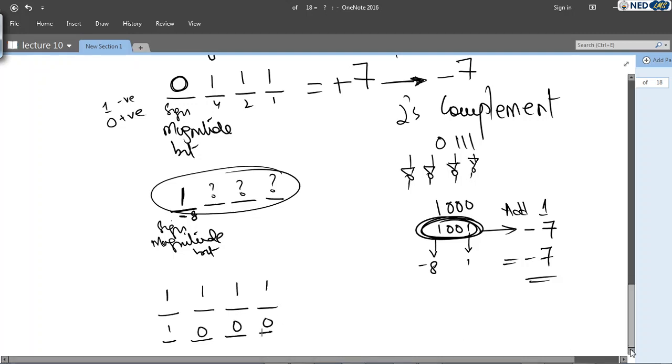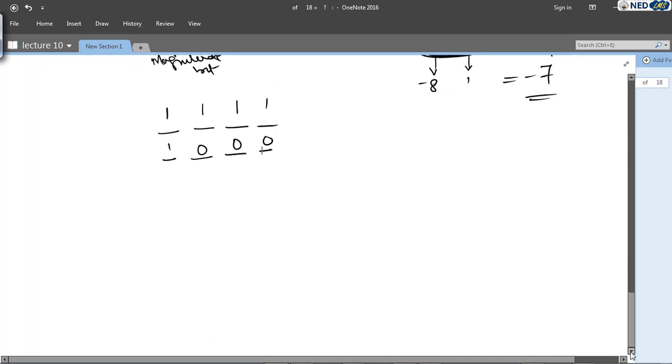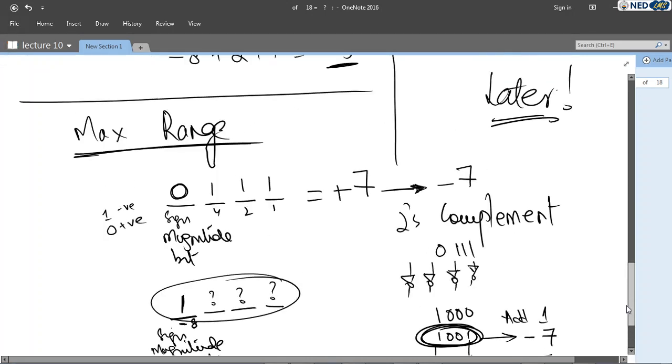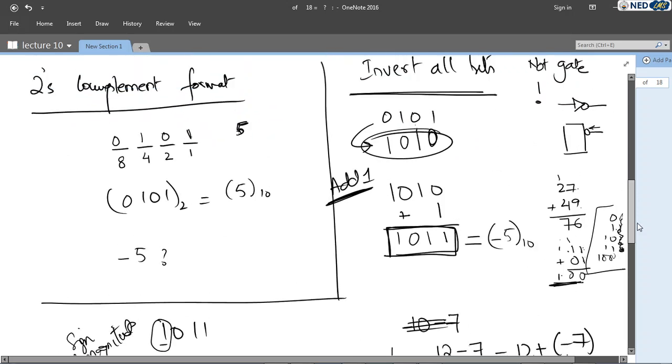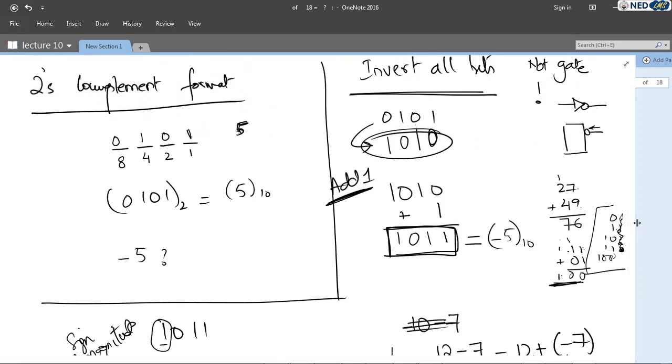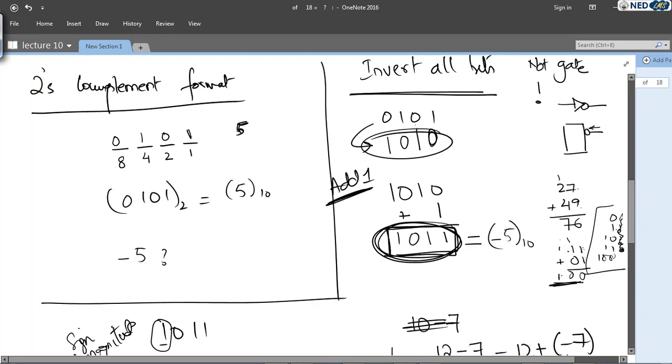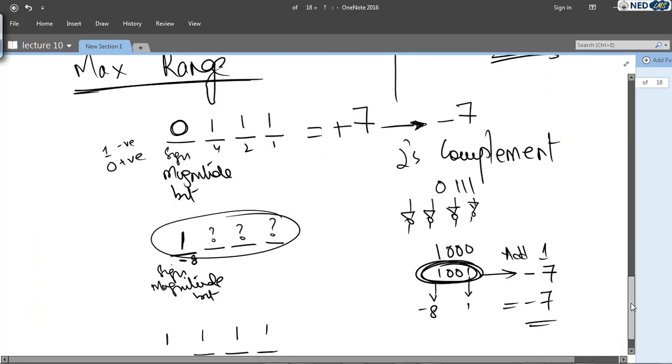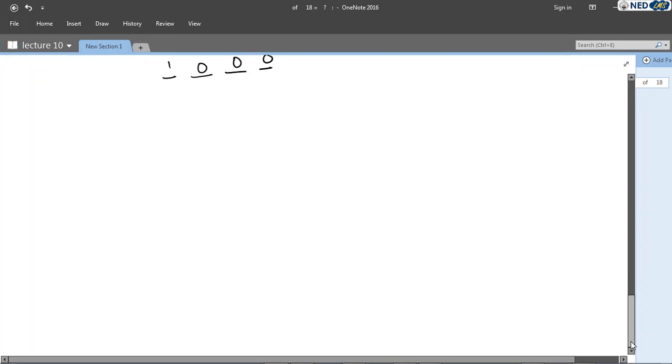To answer this question, let's go back to the original example. I'm going to wrap up testing again, really simple. Minus 5 was 1011. So that means minus 5 equals 1011. The weights were minus 8, 4, 2, 1. Minus 8 plus 2 plus 1 equals minus 5, and that's it.